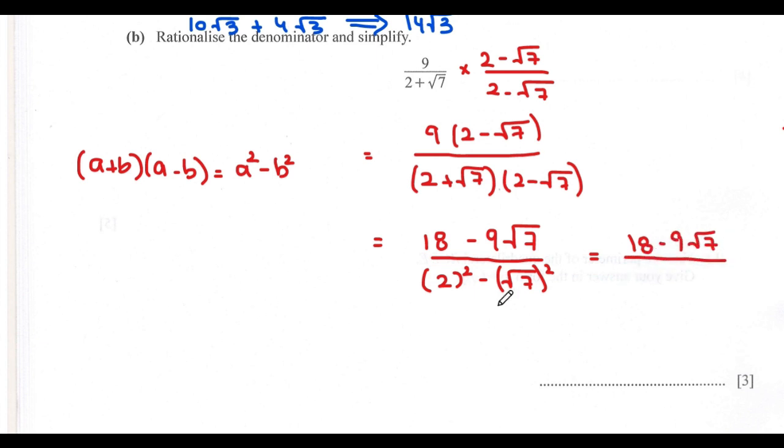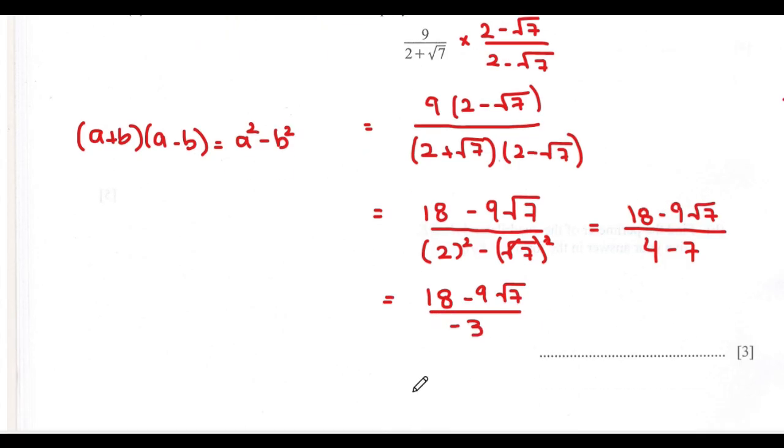So 2 squared would be 4 and this square root cancels out, so it would be 7. So 4 minus 7 will give you negative 3. So in the denominator we'll have negative 3 now. In the numerator you can take 3 common. If you take 3 common in the numerator, inside the bracket we'll have 6 minus 3 root 7 over negative 3.